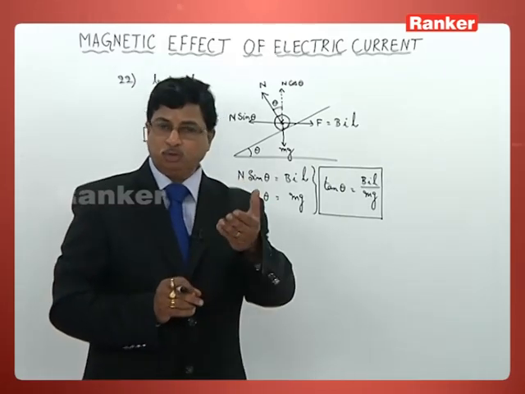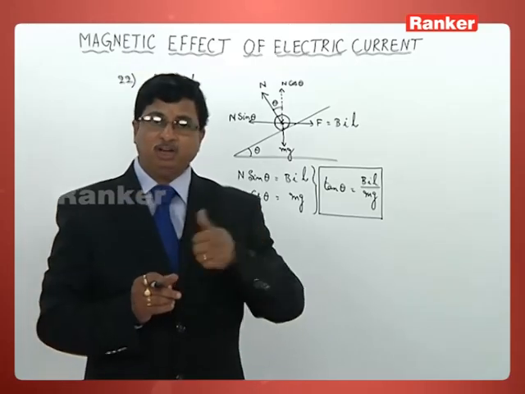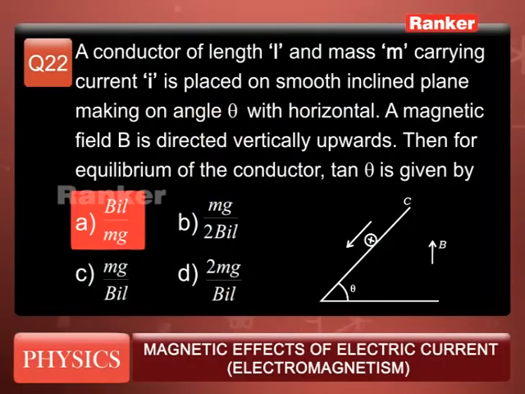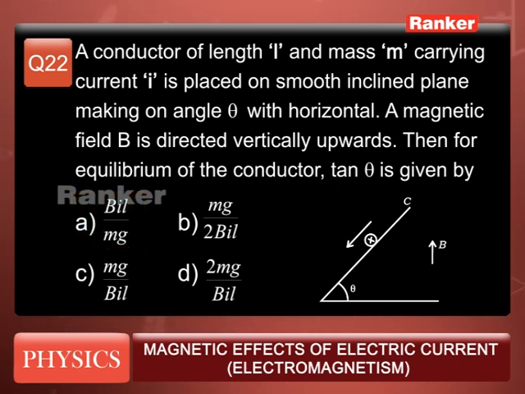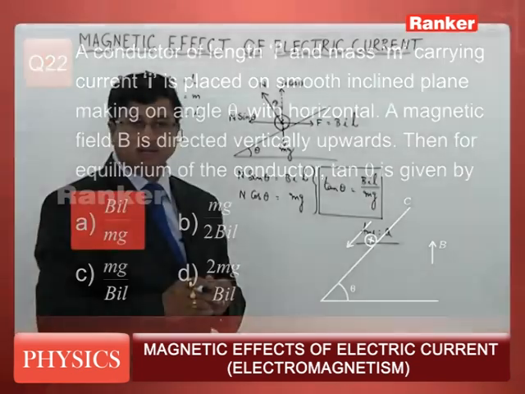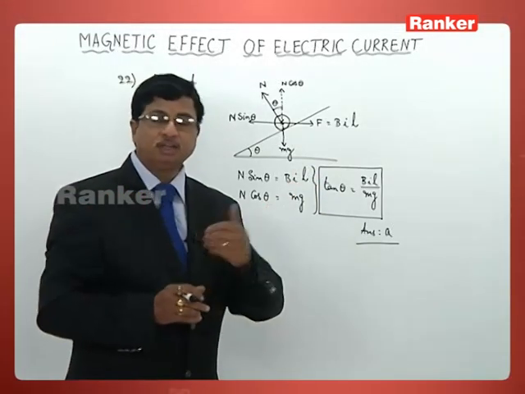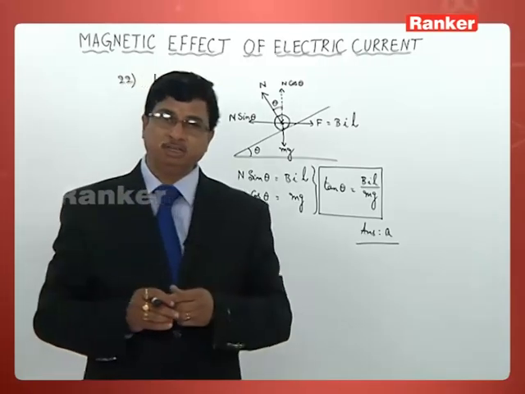Of course, if you look at all the four options provided to us, the very first option is BIL by mg. So what can we write now? The correct answer for this particular problem is going to be A. BIL by mg, that is the formula. In fact, for tan theta, that is what he is asking us in the form of a problem here.